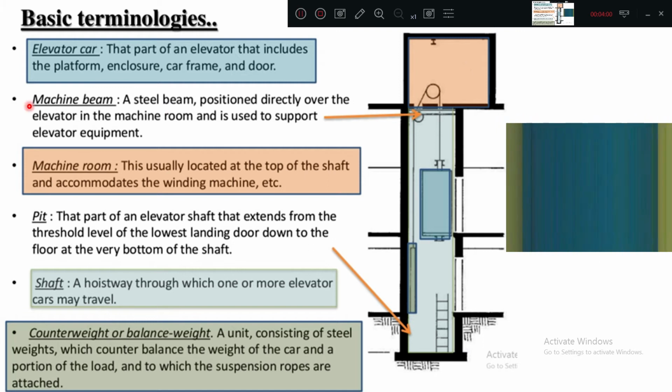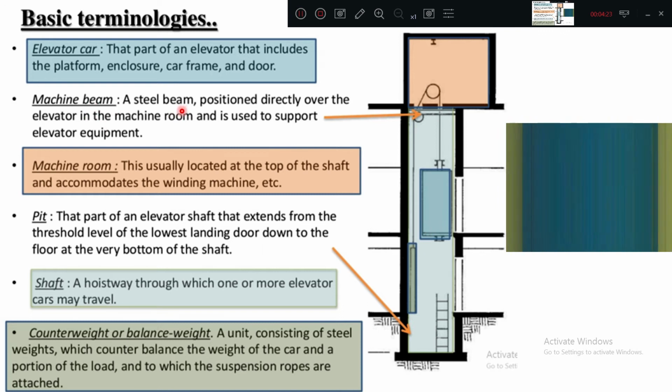Now, the elevator car is that part of an elevator that includes platform, enclosure, frame, and door. So this one that we are discussing is the elevator car. It has got a platform, it has got the door, it has got an enclosure, a total enclosure, and it has got a frame, like a frame like this.